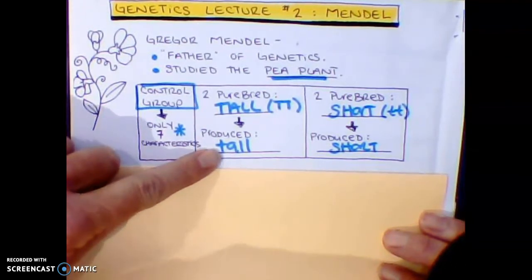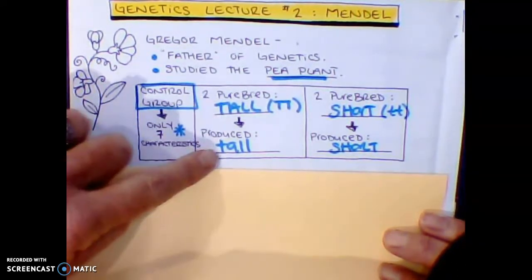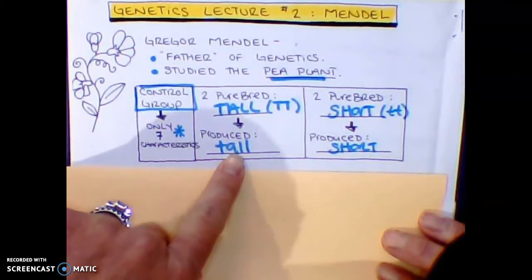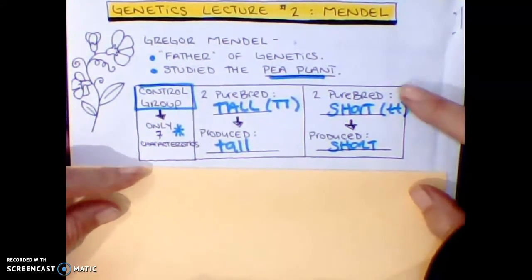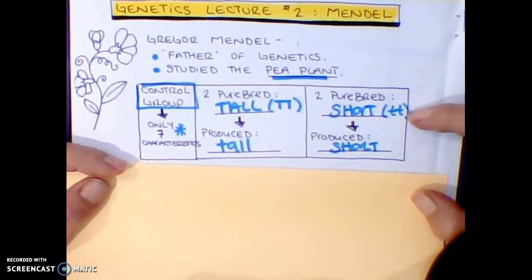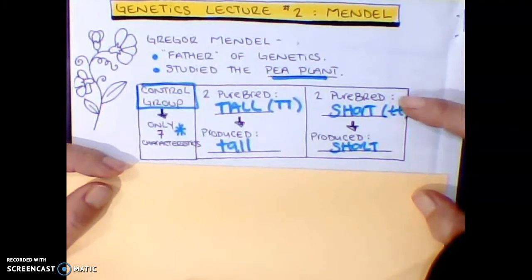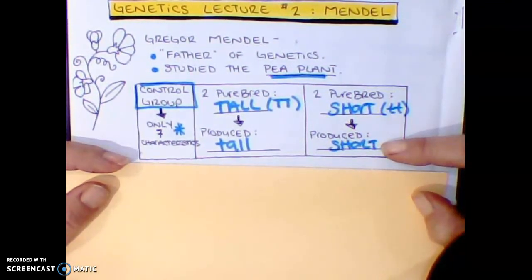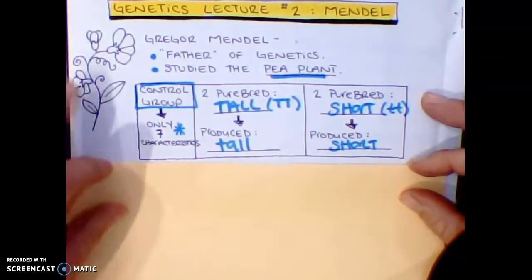Now, his control group, what that means is that he mated 2 purebred tall plants together, and they all produced tall. So no matter what he did, they always produced a tall plant. So we know that for sure that has a dominant trait, okay? He also, in his control group, mated 2 purebred short plants, which we later realized was a recessive trait. But what he knew was we had a tall and we had a short, and they always produced the same short. Okay, so they didn't produce anything else.